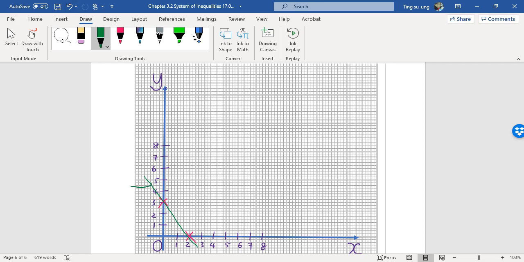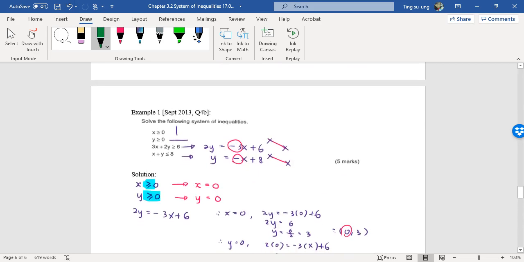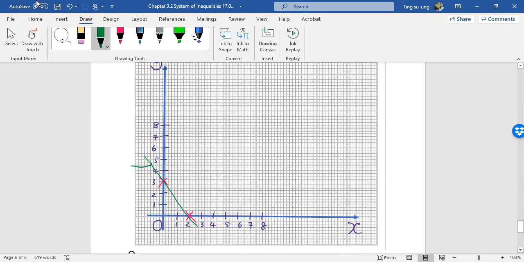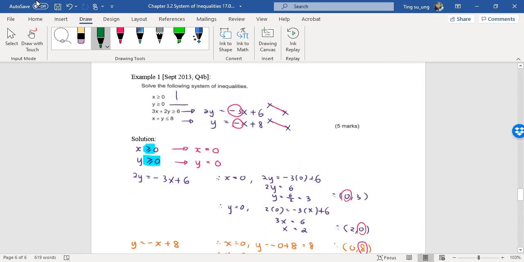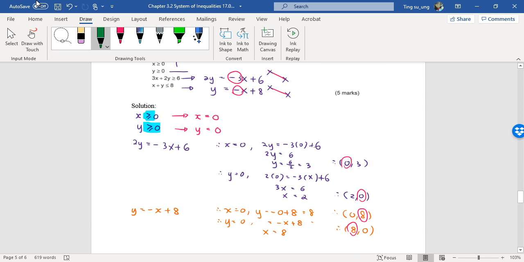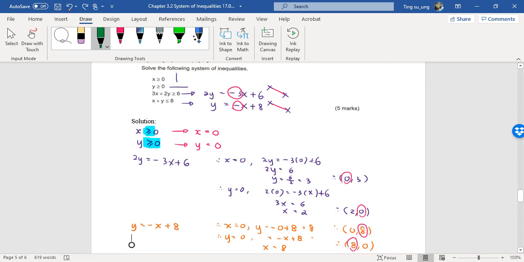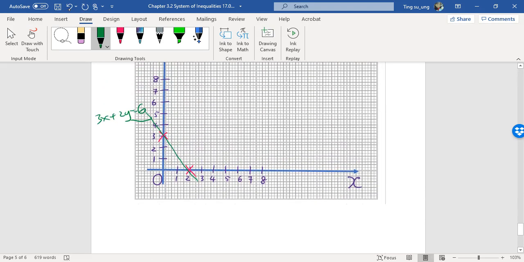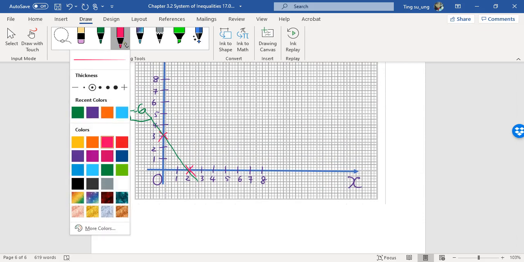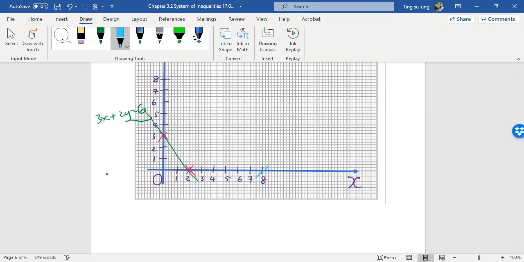So this is what? Name it 3x plus 2y equal to 6. Okay, so let us proceed with your fourth equation. You have 0, 8 and 8, 0. So plot it. 0, 8 is this. 0, 8, 8, 0.